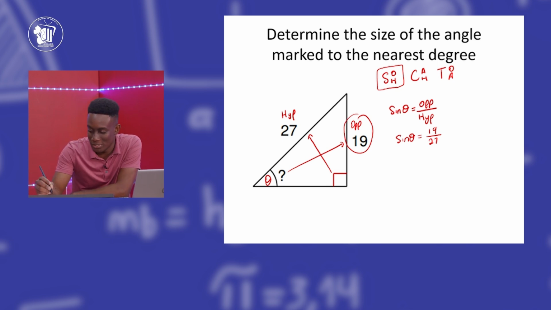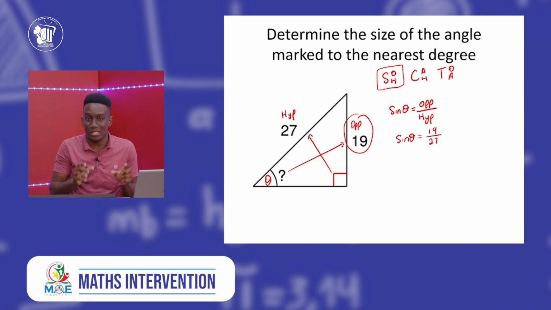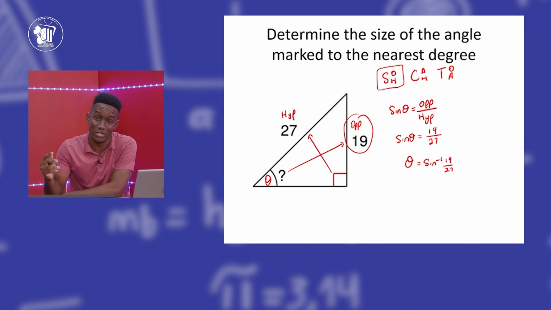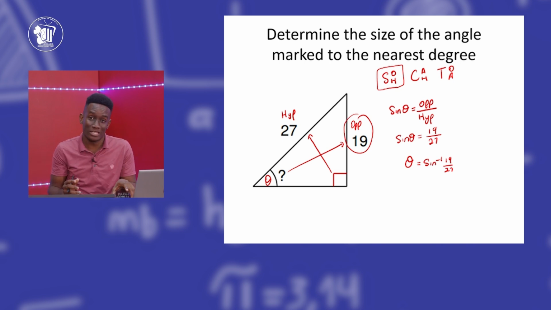Next we want to solve for theta. We see we need to take over the sine, because we want theta by itself. When we take over sine, the opposite of sine would be sine inverse. And the opposite of anything is the inverse of it. So this will be theta is equal to sine inverse of 19 over 27. And once again, you can divide 19 by 27, you'll get an answer.